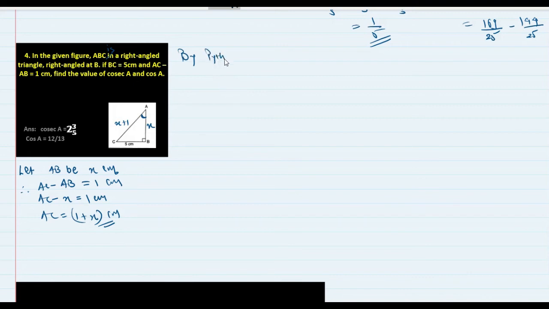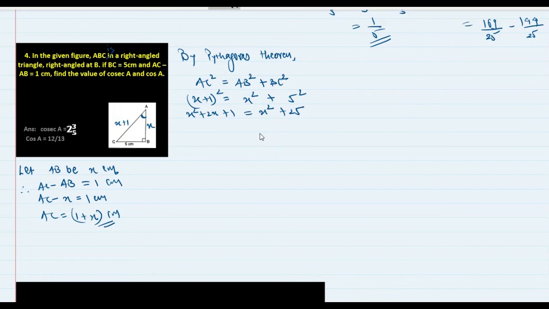By Pythagoras theorem, we can say that AC square is equal to AB square plus BC square. So AC square is x plus 1 the whole square, AB square is x square and BC square is 5 square. So this is x square plus 2x plus 1 is equal to x square plus 25. x square is cut over here. So 2x is equal to 25 minus 1, so 2x is equal to 24. So x is equal to 24 by 2, so x is equal to 12 centimeter.